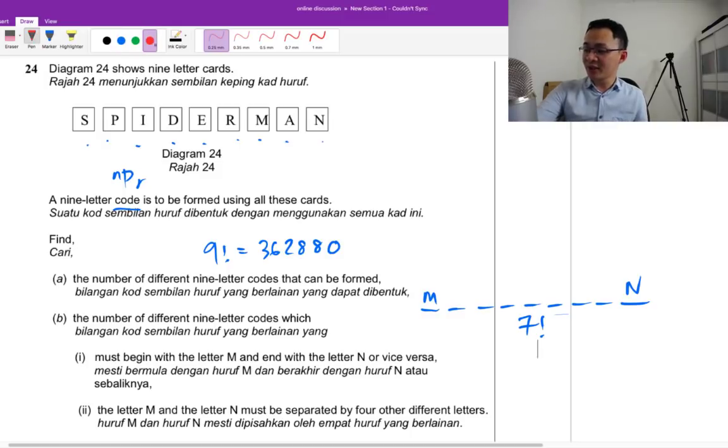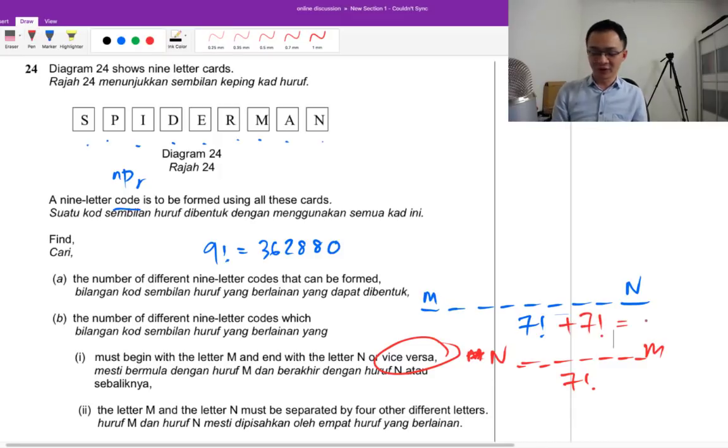However, the question says vice versa. That means I can have N in the first place and M in the last place, right? So over here I have another 7 factorial. So this question is 7 factorial plus 7 factorial. So you have 2 times 7 factorial here. You just use the calculator, 7 factorial plus 7 factorial, or you can multiply by 2, which is fine. You will get 10080.